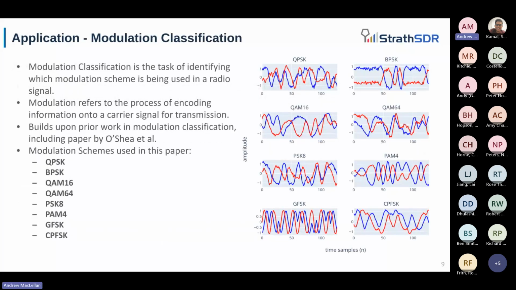So the application we have in mind is modulation classification, which is the task of identifying which modulation schemes are being used in a radio signal. The modulation scheme refers to the process of encoding the information onto a carrier signal for transmission, and these are done in different schemes. As I said before, this builds on the prior work from O'Shea et al., and we're using 8 modulation schemes in this work.